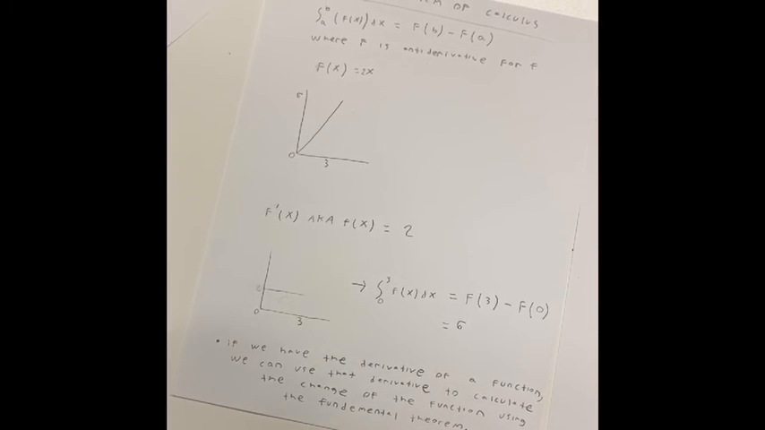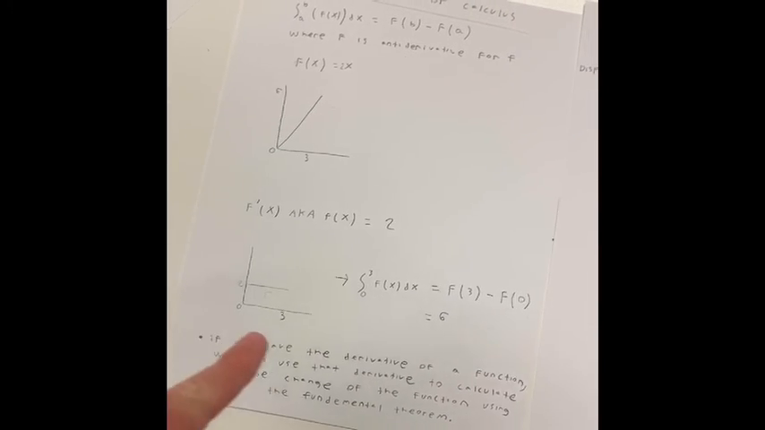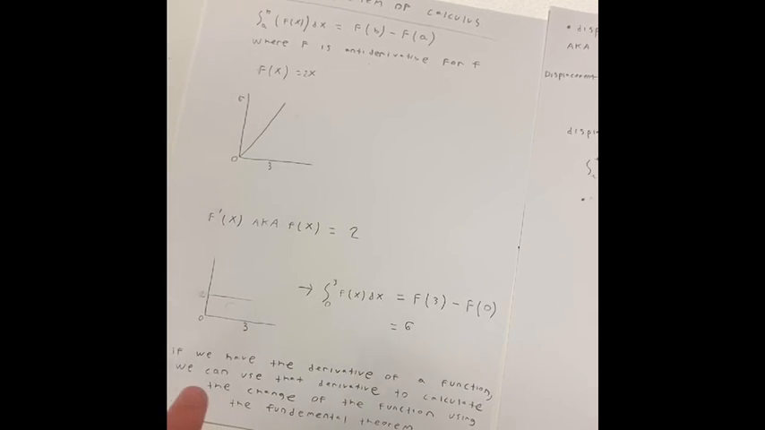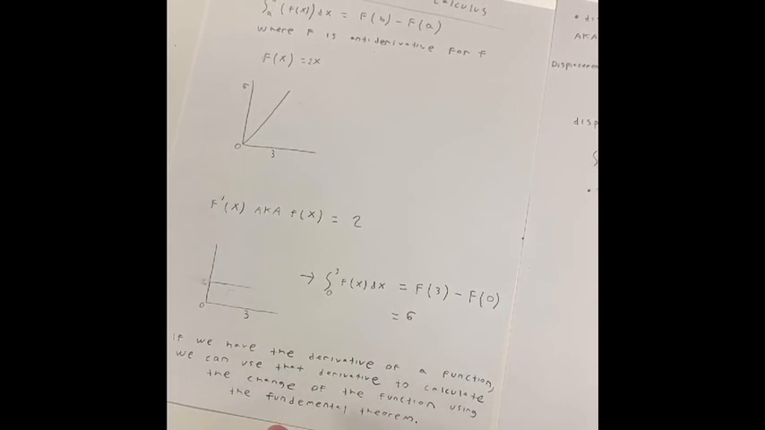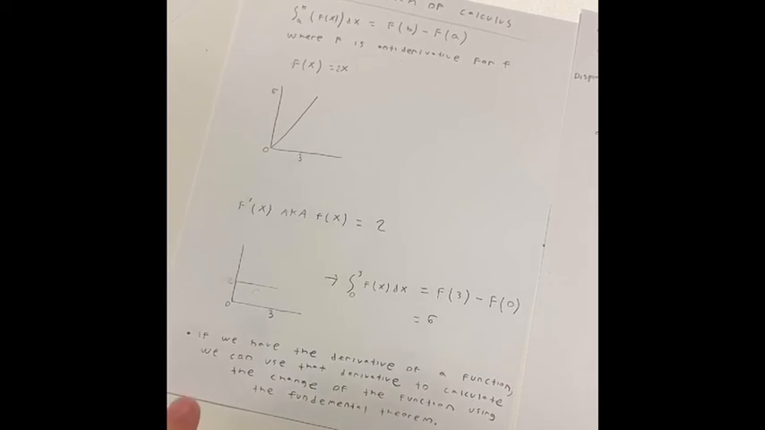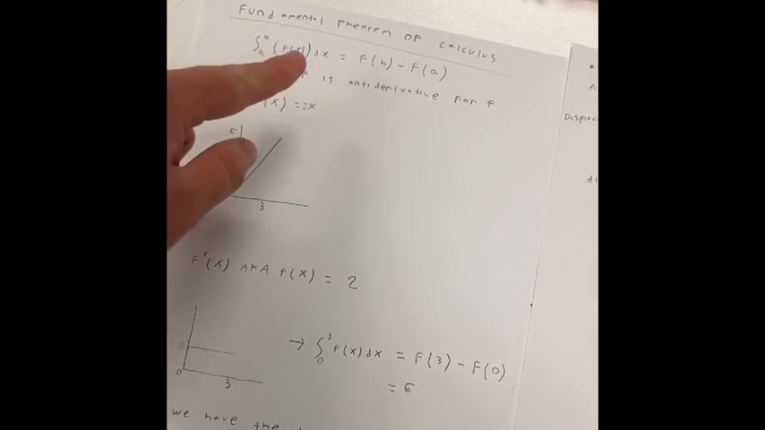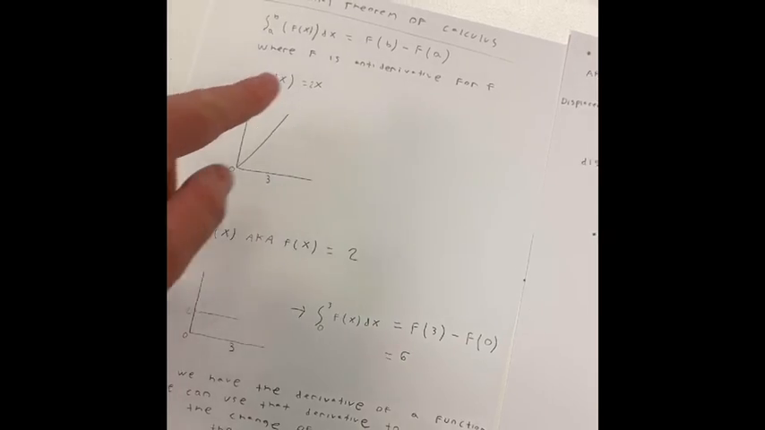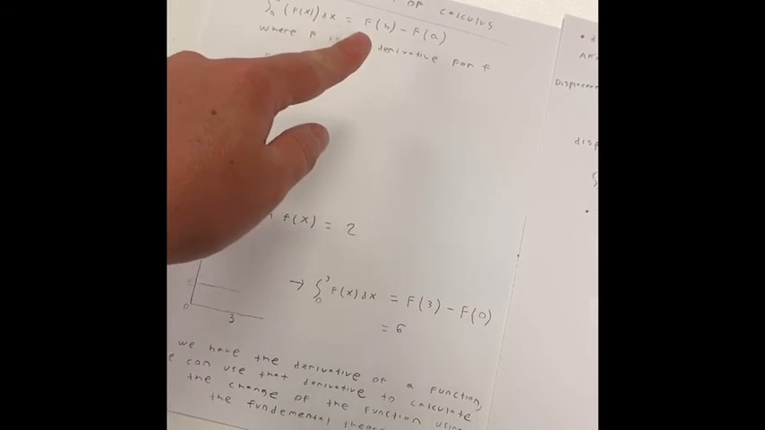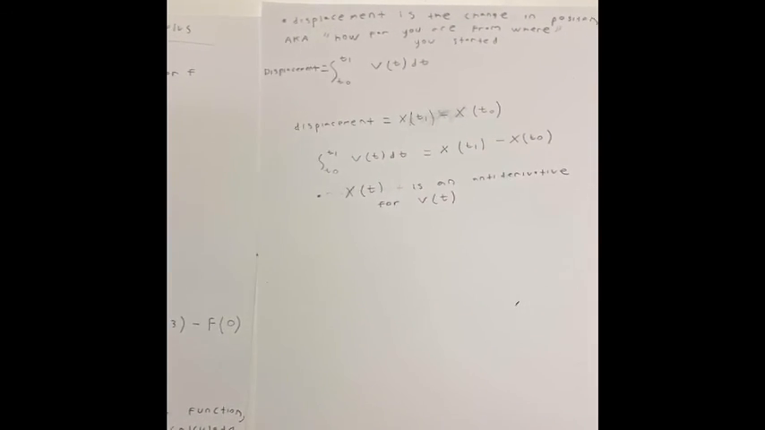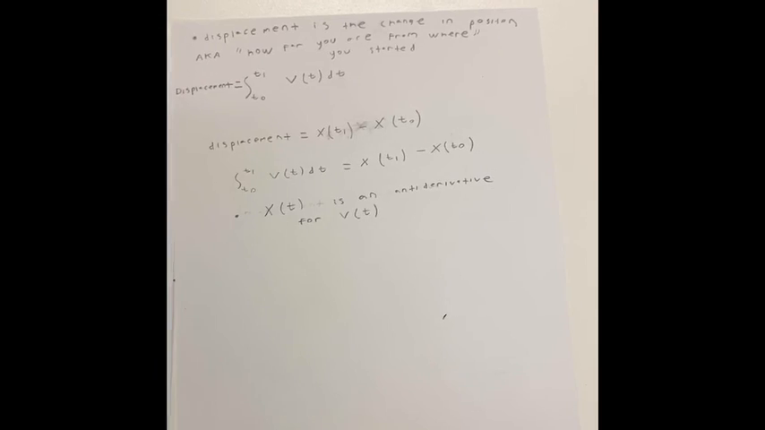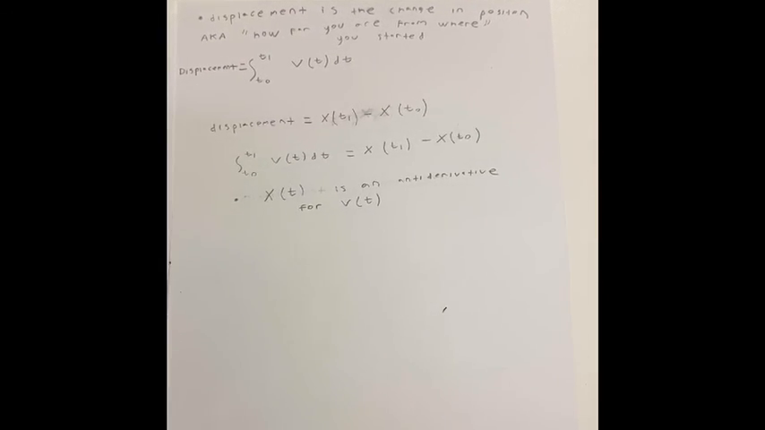So basically, the fundamental theorem of calculus is saying that if we have the derivative of a function, we can use that derivative to calculate the change in the function. That is exactly like it is with displacement. We are using the derivative of position, which is velocity, to calculate the change in position, otherwise known as displacement.